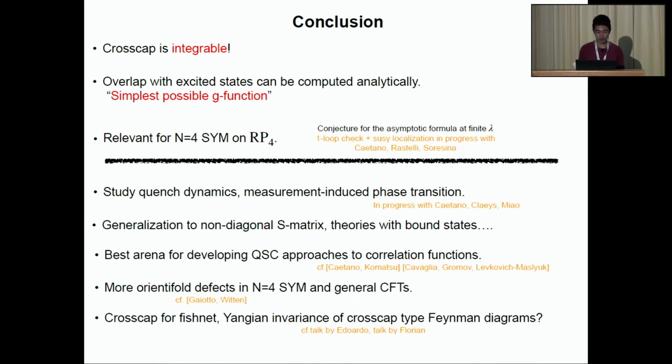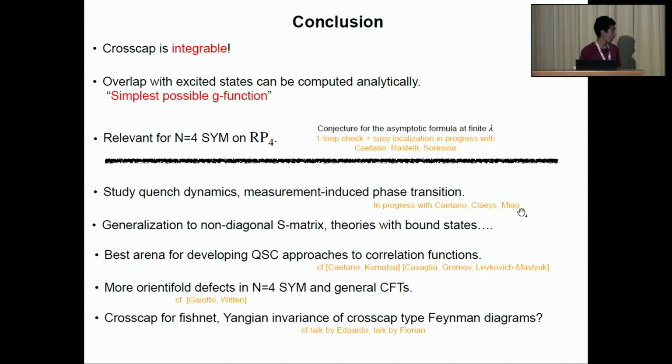And so for the future directions, it's probably interesting to use this crosscap state and study some kind of quench dynamics. And in particular, because crosscap states are long-range entangled, it's interesting to see what happens if you start doing some kind of measurement protocol, which performs the projective measurement. And in particular, it's probably interesting to see whether we can observe some kind of measurement-induced phase transition. And that's work in progress with condensed matter friends, Pieter and Yuan.